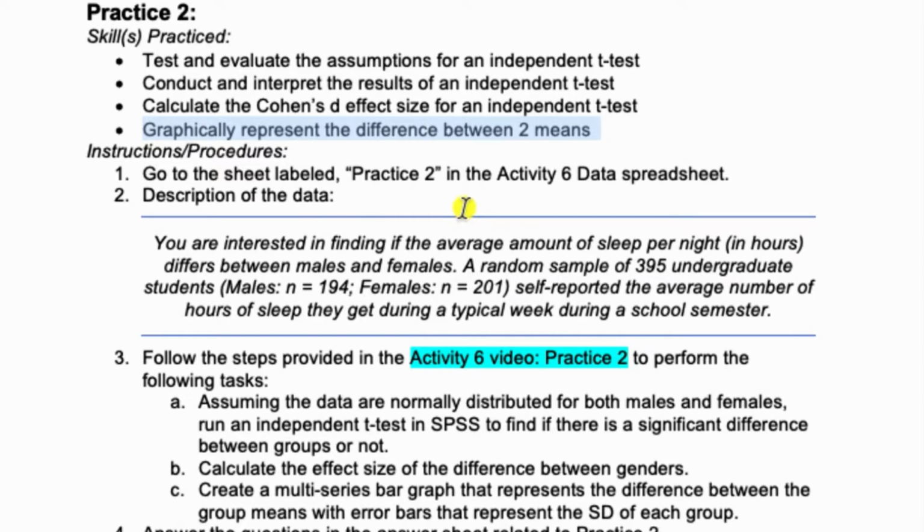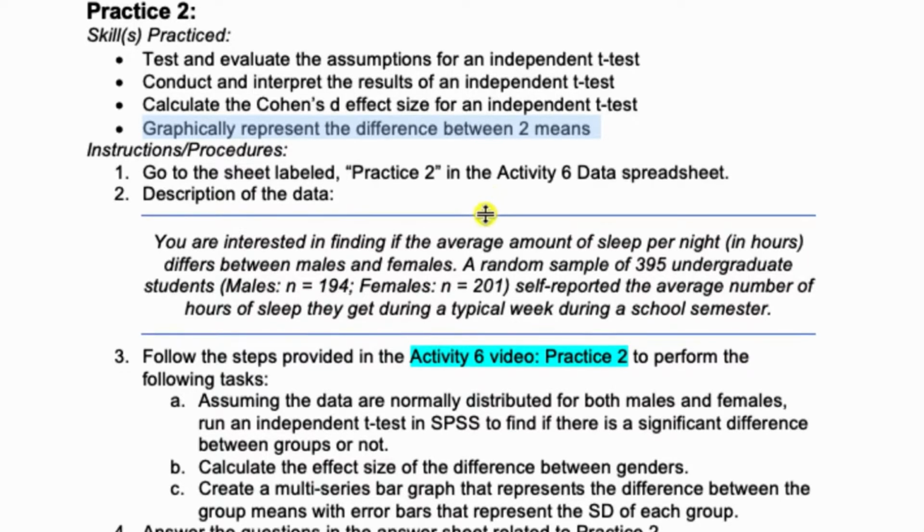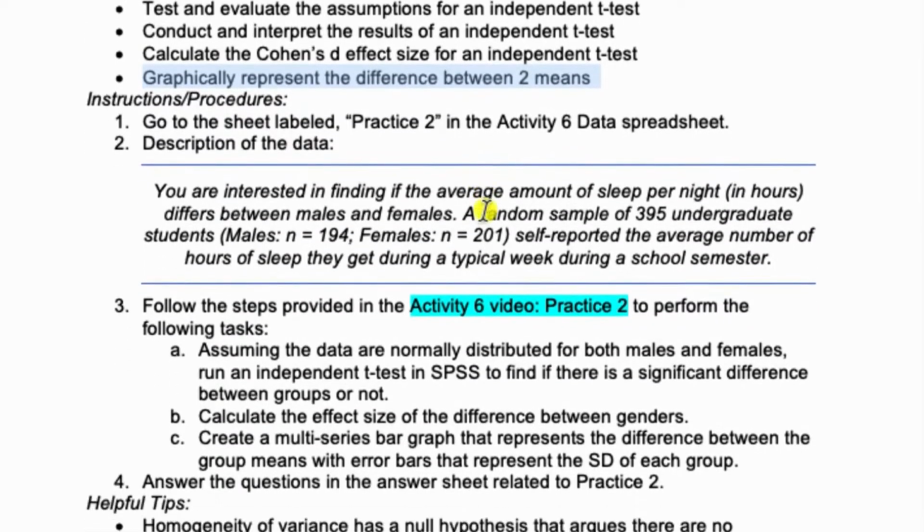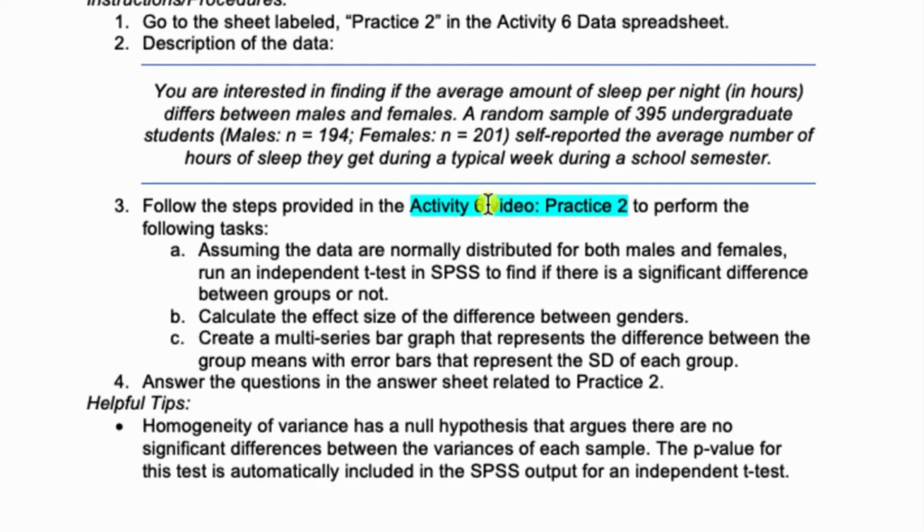And we made these way back in our first activity, so it might be a little bit of a refresher for some of you. But as far as the data that we have in our practice 2 spreadsheet, this is the kind of research scenario of interest. So you are interested in finding if the average amount of sleep per night in hours differs between males and females. A random sample of 395 undergraduate students, there being like 194 males and 201 females, self-reported the average number of hours of sleep they got during a typical week during a school semester.